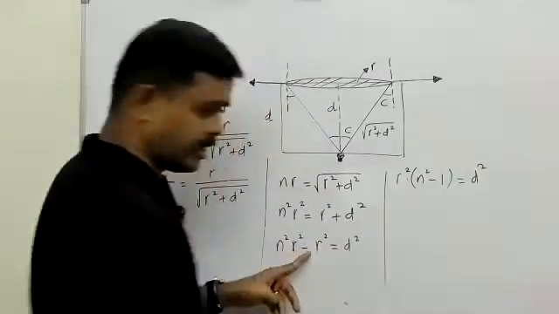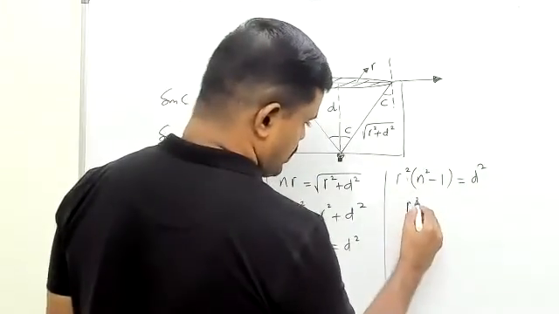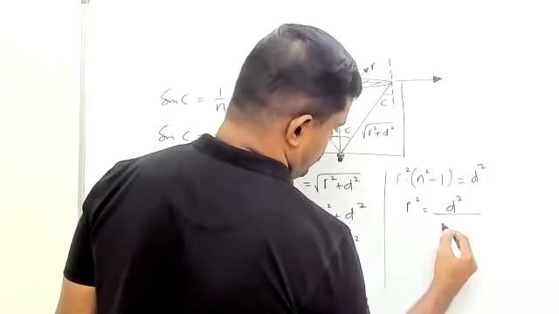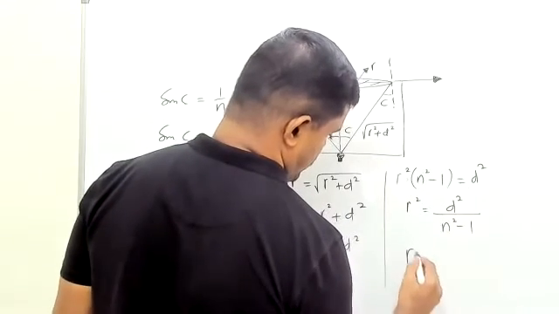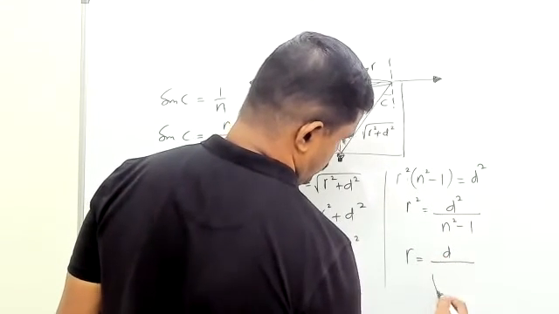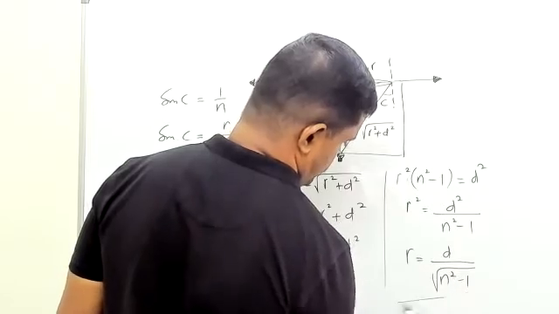I've taken r square common here. Tell me what r square is now? d square over n square minus 1. What I need is r, so r will be d by square root of n square minus 1.